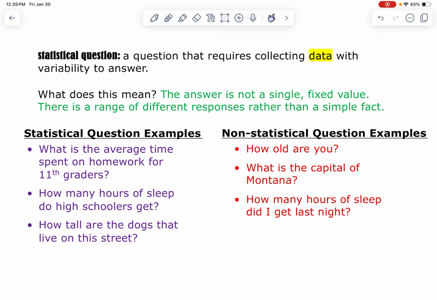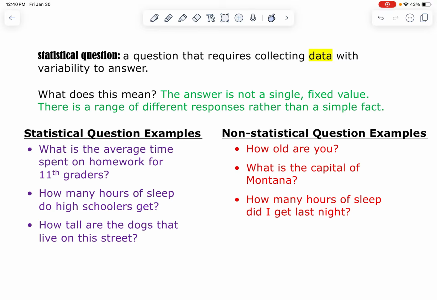Some statistical questions that I wrote down here are, what is the average time spent on homework for 11th graders? That might be a statistical question because you'd have to come up with a number of students to ask that question and collect some data. How many hours of sleep do high schoolers get? Again, you need to do a survey and find out how many people have a variety of different answers. I'm sure there are 8 hours, 12 hours, 2 hours. How tall are the dogs that live on this street? Again, there would be a variety to those answers.